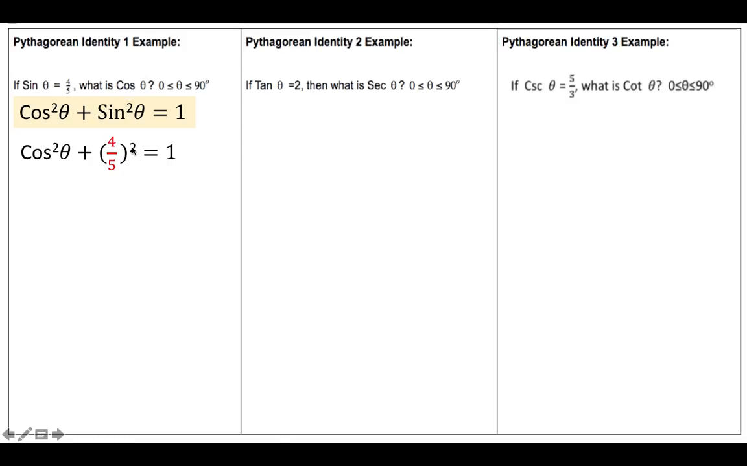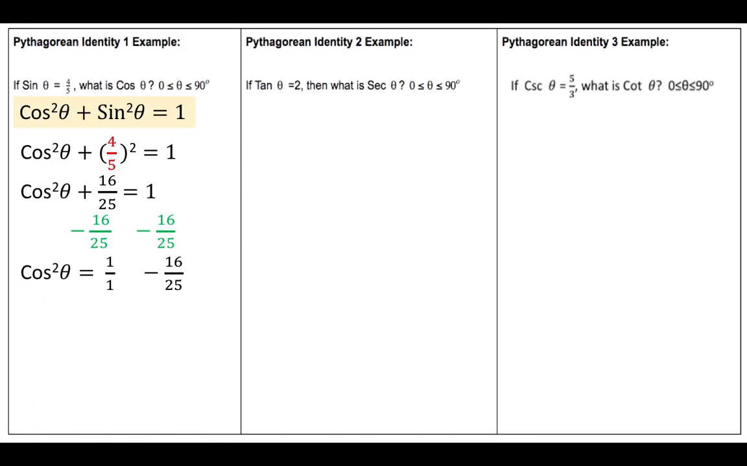Alright, from here, the squared is going to go to the top and to the bottom. So 4 squared will give me 16, 5 squared will give me 25. Great. So again, I remind myself the goal is to find cosine theta. So what I'm going to do is I got to get this cosine squared theta by itself. So I have to subtract 16 over 25 from both sides.